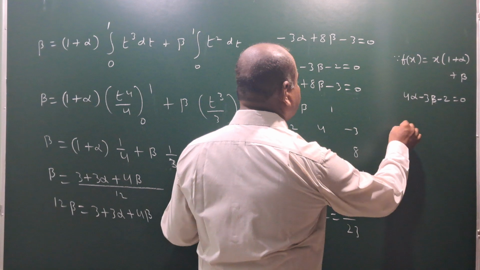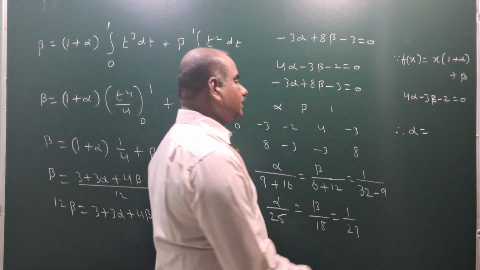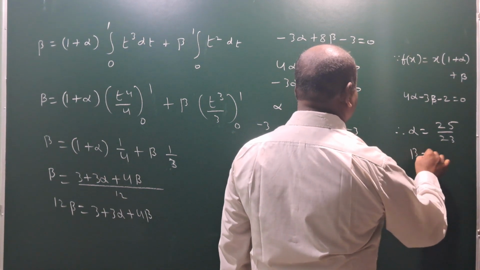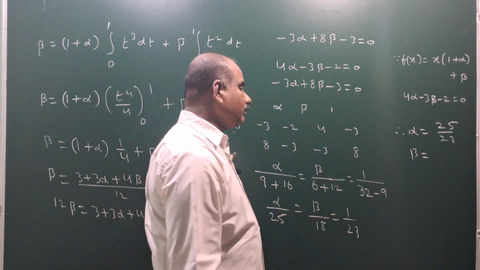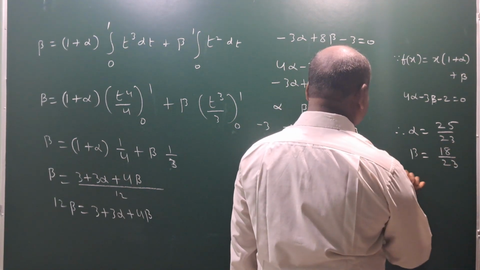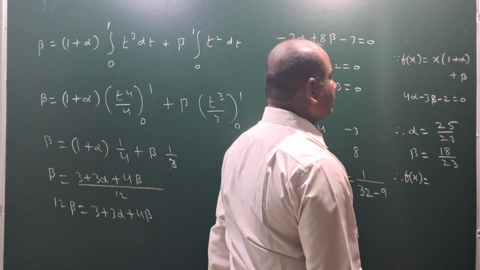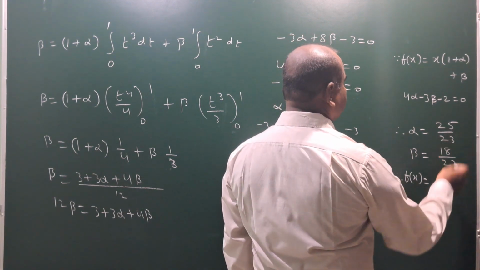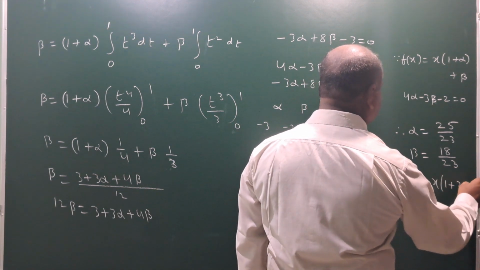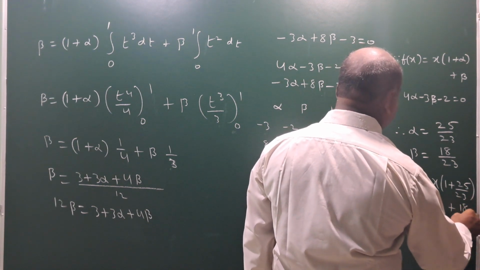So finally alpha is equal to 25 into 1, that is 25 by 23. Beta is equal to 18 into 1, that is 18 by 23. So finally f of x is equal to x into 1 plus alpha plus beta. So 1 plus alpha means 1 plus 25 by 23, so x into 1 plus 25 by 23 plus beta means 18 by 23 only.